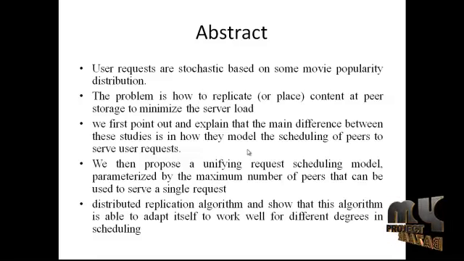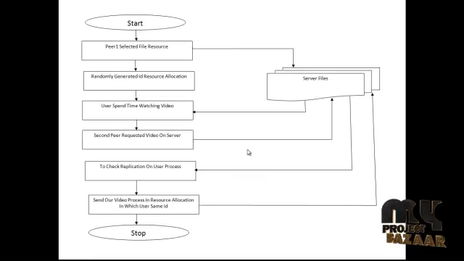We first point out and explain that the main difference between these studies is in how they model the scheduling of peers to serve user requests. We then serve a single request with a distributed replication algorithm, and show that this algorithm is able to adapt itself to work well for different degrees of scheduling. We can see our project data flow diagram.